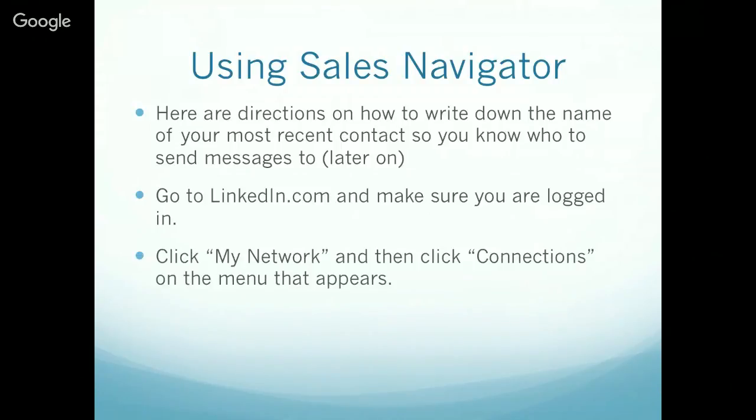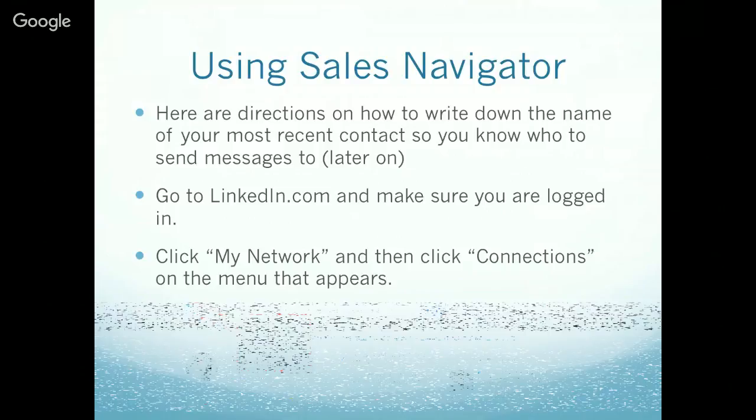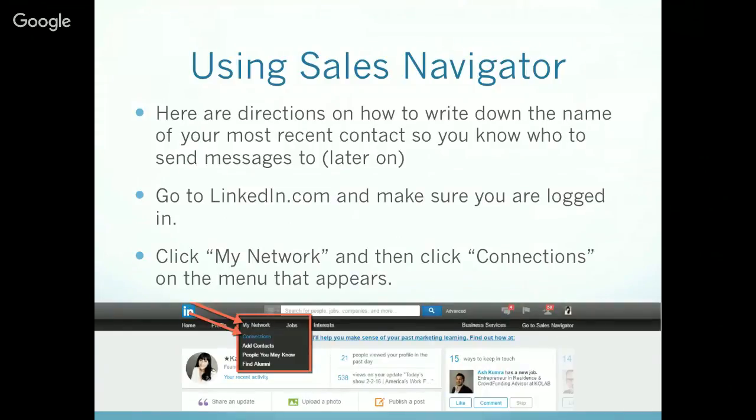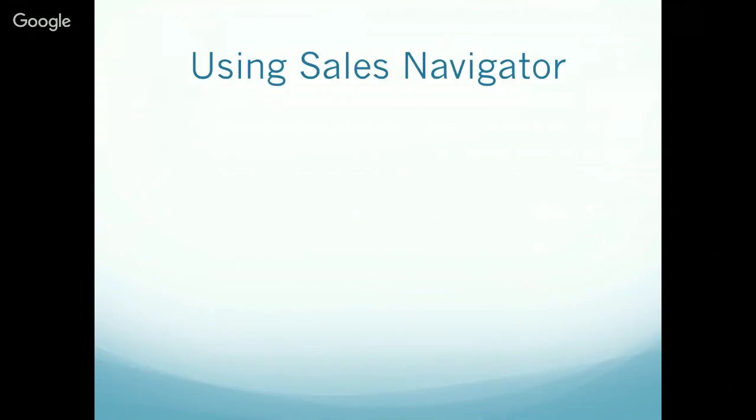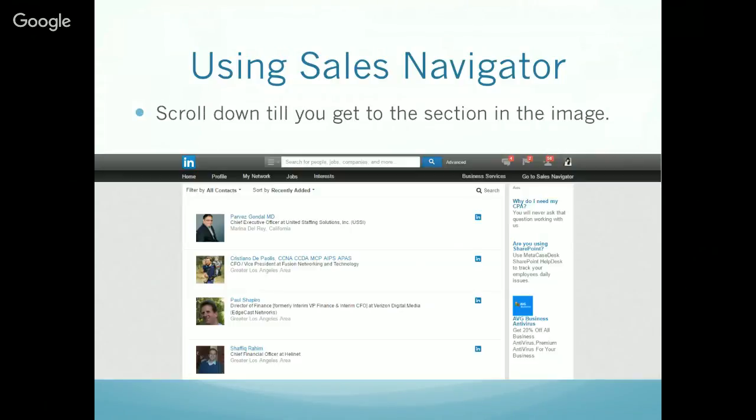Go to linkedin.com and make sure that you're already logged in. Click on My Network and then click Connections on the menu that appears, as I've showed you with this screenshot here. Scroll down till you get to the section in the image. It takes about maybe 3 or 4 scrolls on the wheel to get to this. Not very far down on the page.